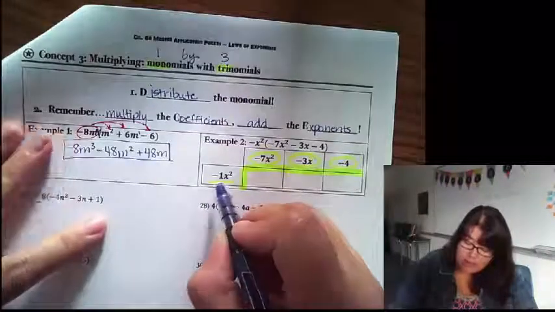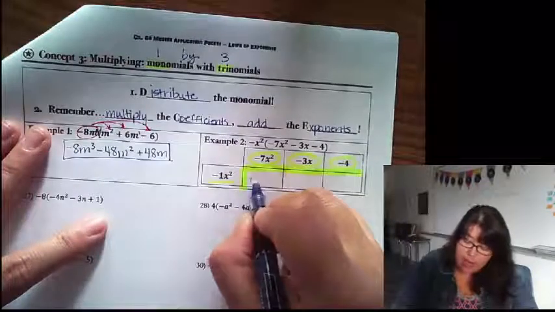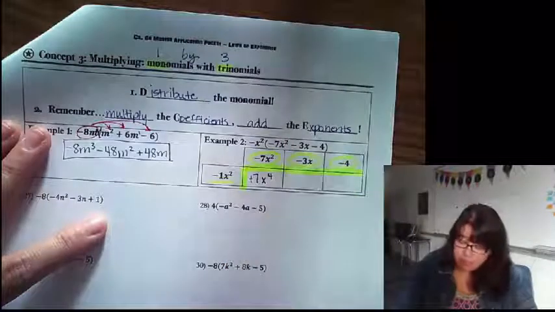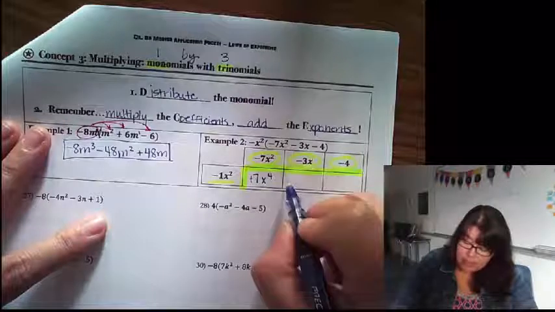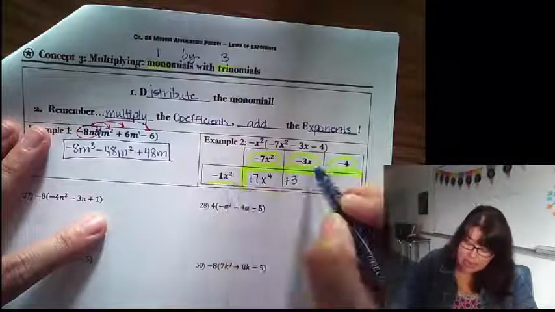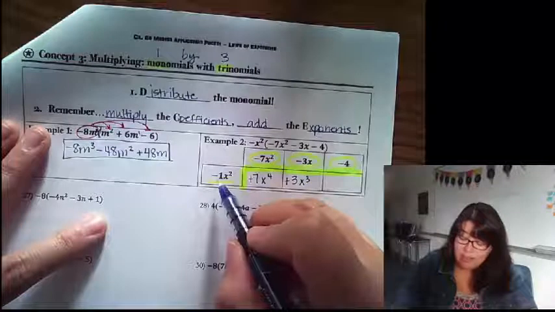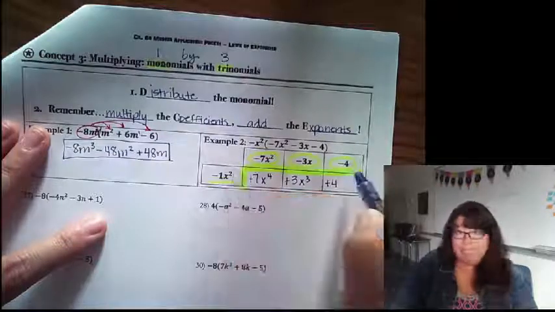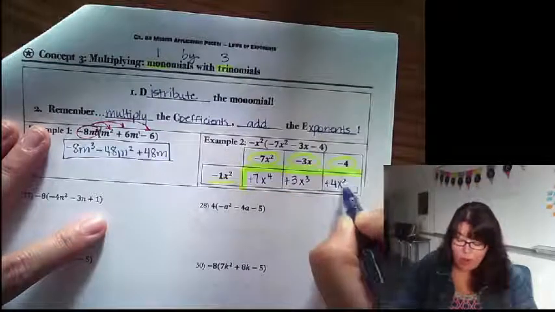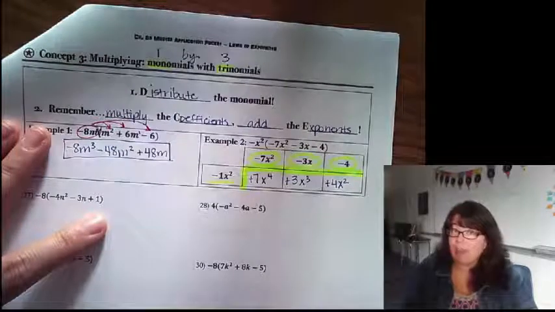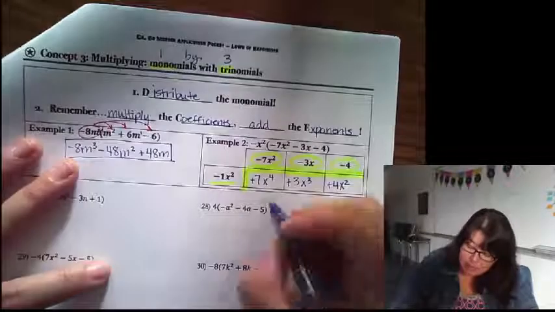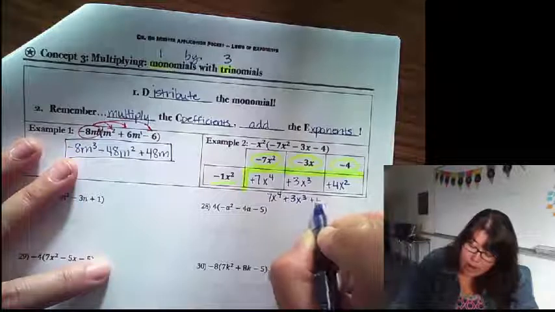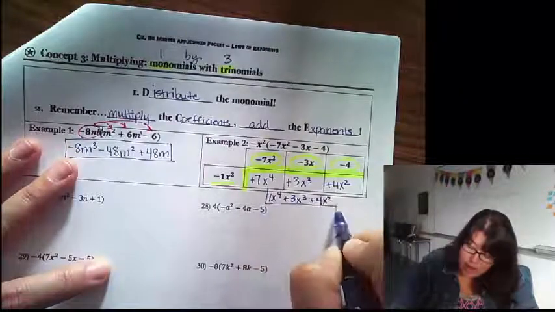So here I have negative 1 times negative 7 gives me positive 7. X squared times x squared gives me x to the 4th when I add my exponents. Negative 1 times negative 3 gives me positive 3. X squared times x gives me x cubed. Negative 1 times negative 4 gives me positive 4. X squared times, there's nothing there, gives me x squared. So now, once I've done the multiplication in the box, I can break it out of the box and see that my final answer is just 7x to the 4th plus 3x cubed plus 4x squared. And there's your final answer.